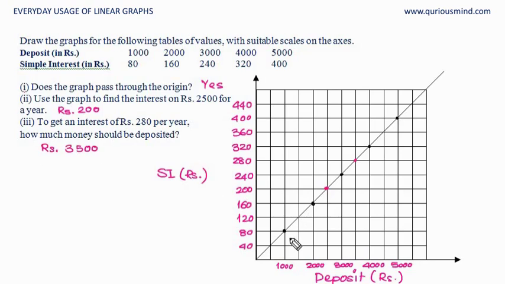So in a linear graph, it is easy for us to even find the entries which are not recorded. We have not recorded anything about 2500 deposit or 3500 deposit or the interest of 280. We can extrapolate and find out when we will get interest of 360 by using the linear graph. So a linear graph is not only useful for the information which is presented there, but it is also used to find unknown information.